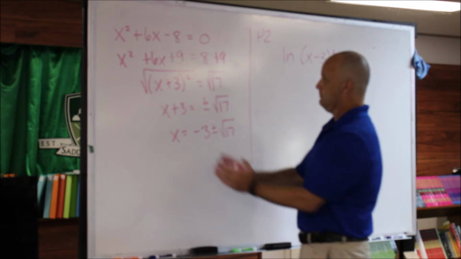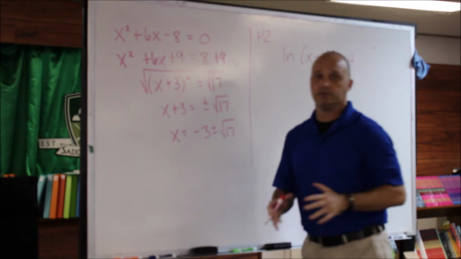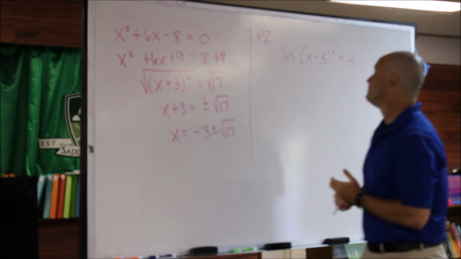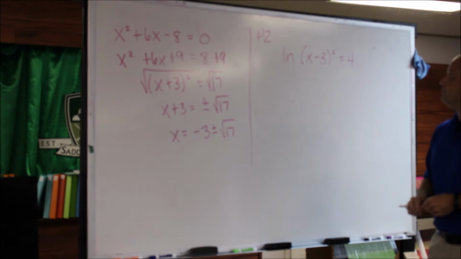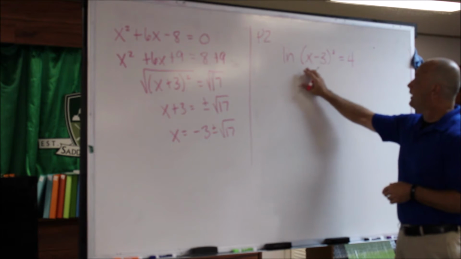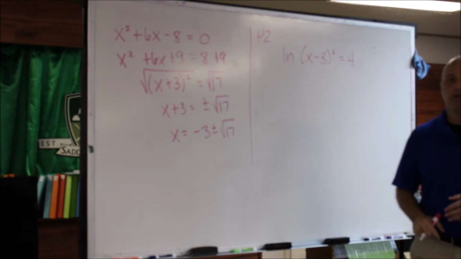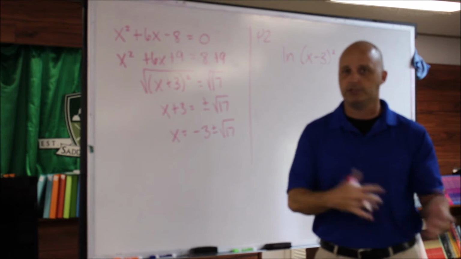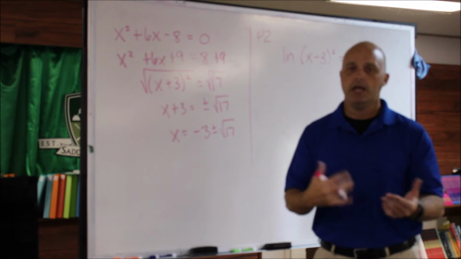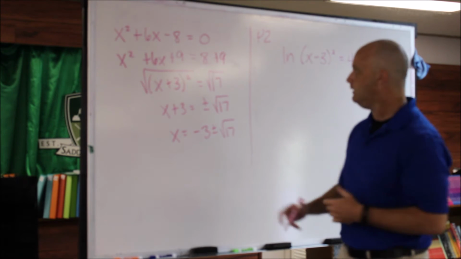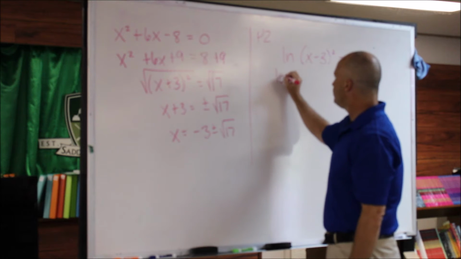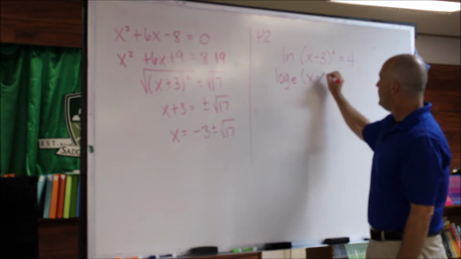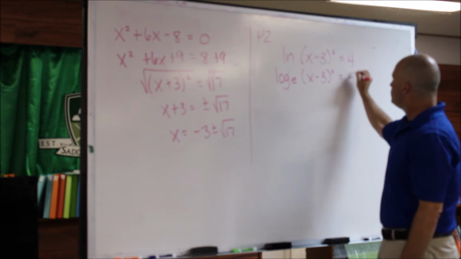We're going to end up using this idea of taking the square root to get rid of that square on a factor to solve this problem. So in problem number 2, we've got ln of (x minus 3) squared equals 4. So again, if you forget that ln is log base e, just go ahead and change that. Or if you don't understand how to do this, go ahead and change it to log base e, and that might make it a little bit easier for you to work this out. So log base e of (x minus 3) squared equals 4.